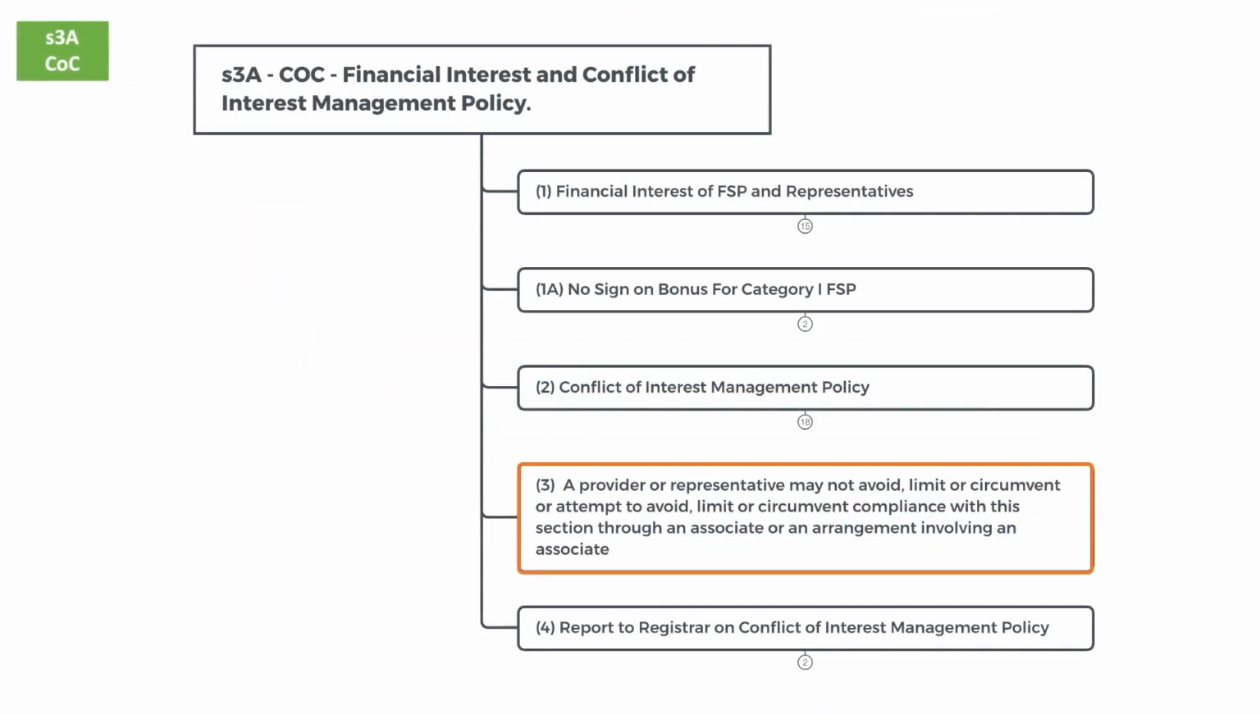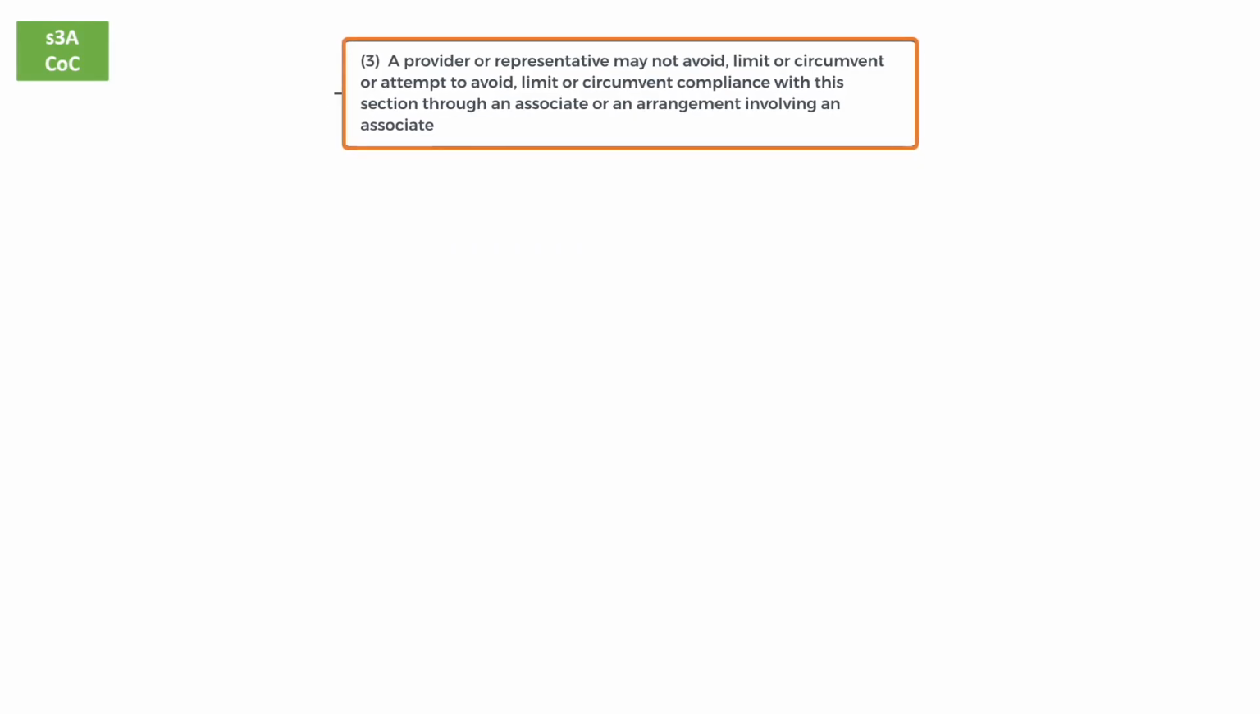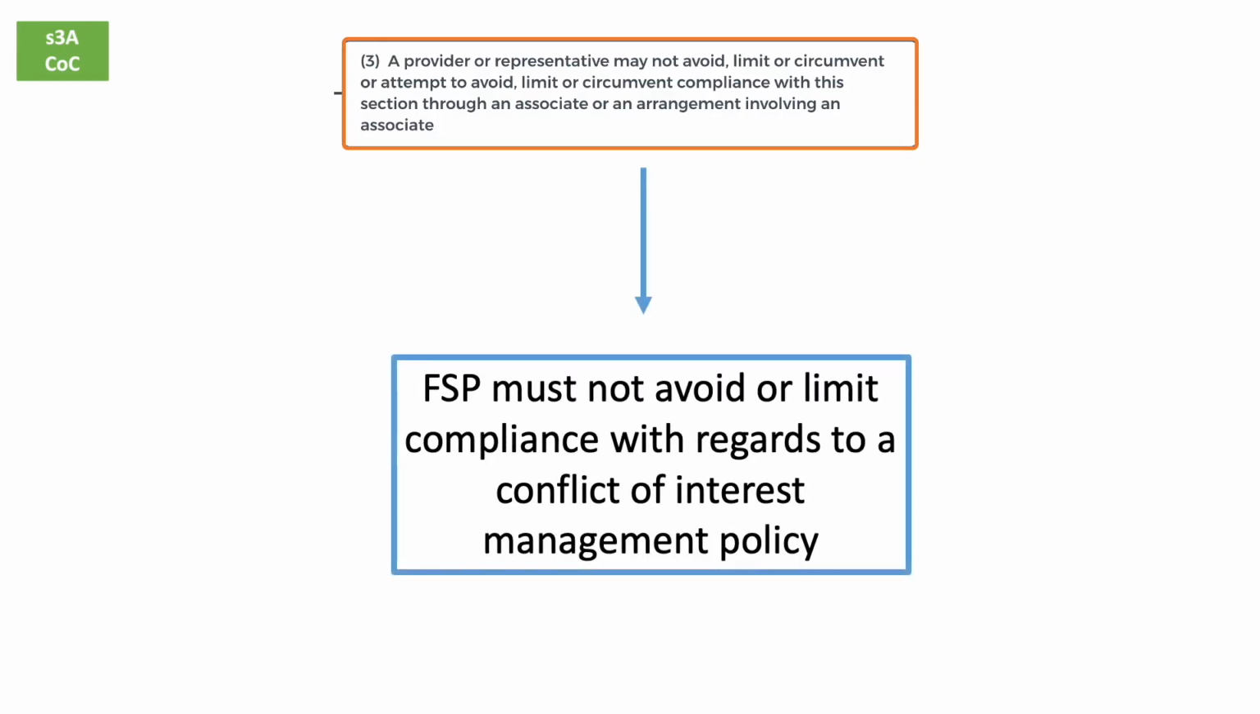Section 3A, paragraph 3 states that a financial services provider or its representative must not avoid, limit, or circumvent or attempt to avoid, limit, or circumvent compliance with this section through an associate or an arrangement involving an associate. Basically, an FSP or representative must not avoid or limit compliance with regards to a conflict of interest management policy.